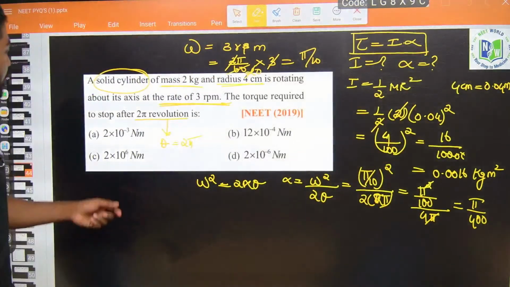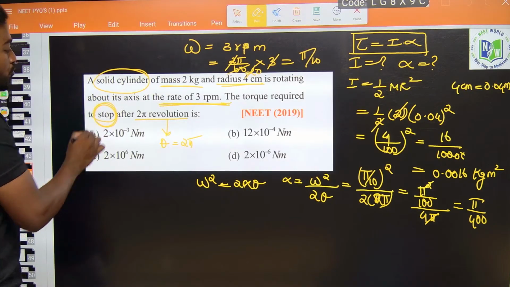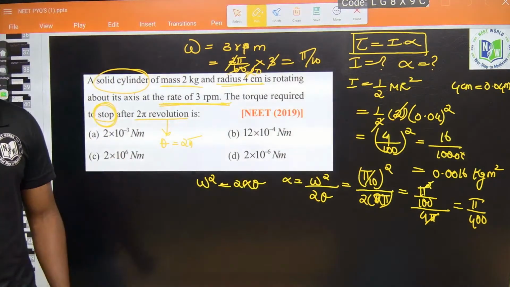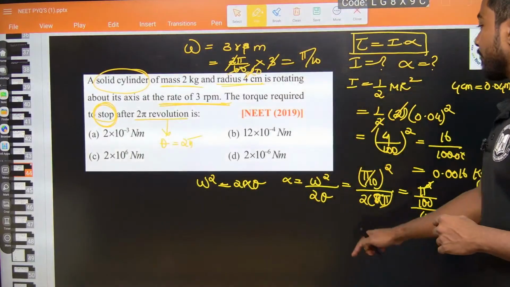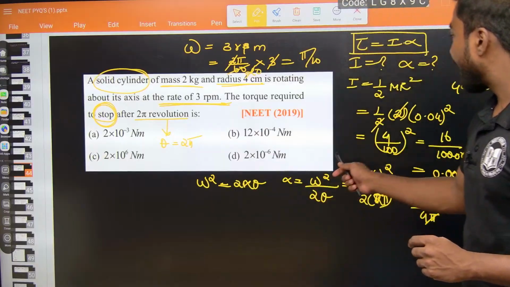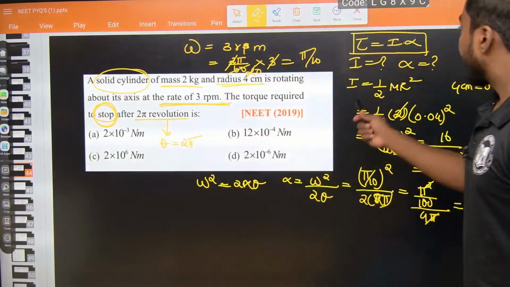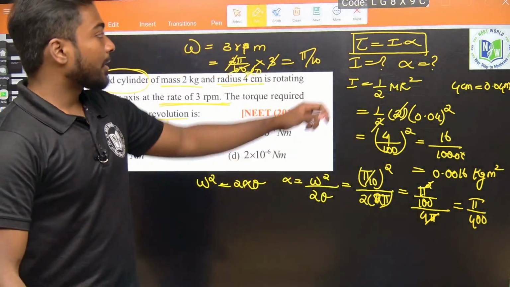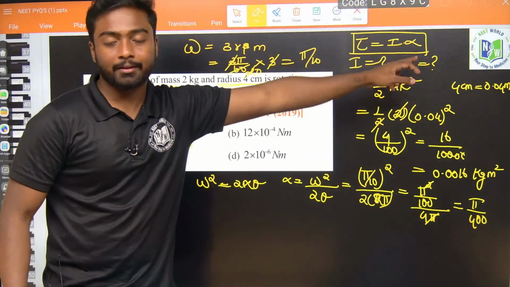They are asking about the deceleration, since it is trying to stop. That's why alpha is nothing but angular deceleration, not angular acceleration. So you got the formulas: omega square equals 2 alpha theta, I equals half mr square for the solid cylinder, and tau equals I alpha, that is, torque equals moment of inertia into angular acceleration, but in place of stopping, we are taking angular deceleration.